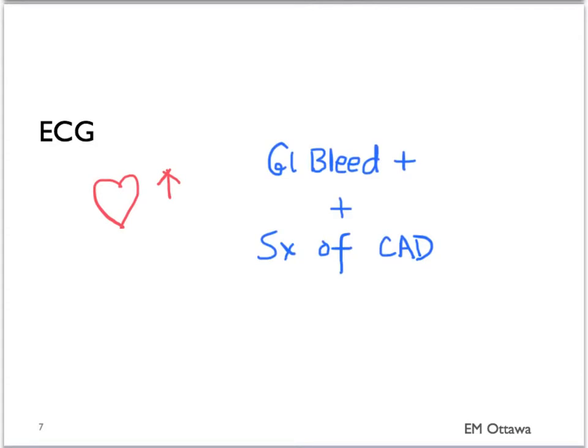We'll move on to imaging in the patients with GI bleeds. We don't often think about this, but the loss of a large amount of blood can cause the heart to work much harder, causing a huge demand on the heart. In patients with severe GI bleed, and if they have symptoms that are suggestive of coronary artery disease, such as chest pain, shortness of breath, you want to order an ECG to look for ischemia.